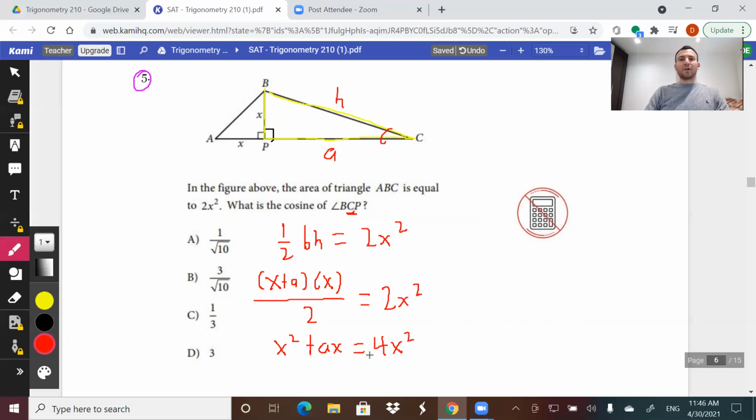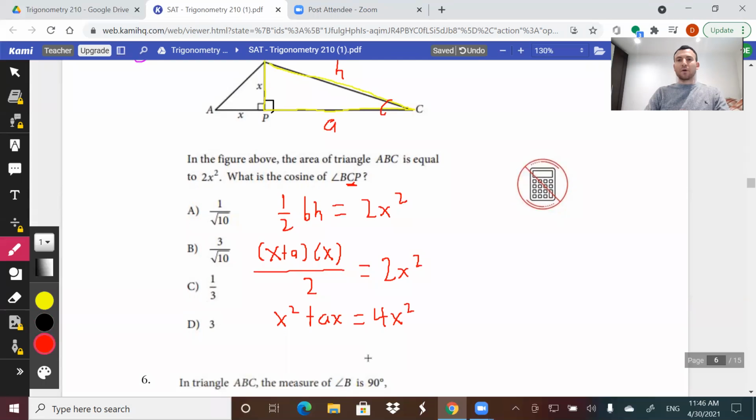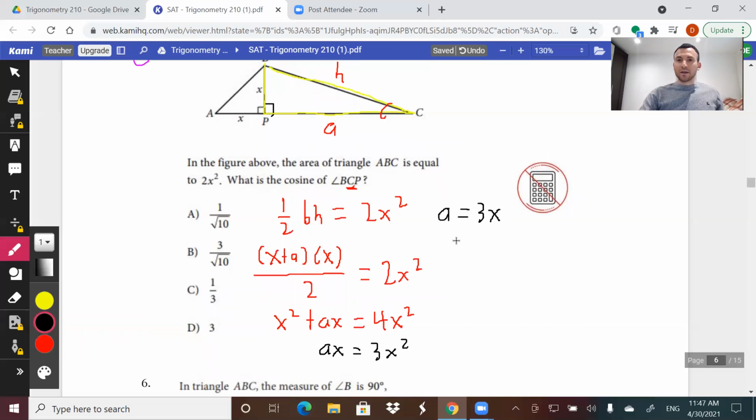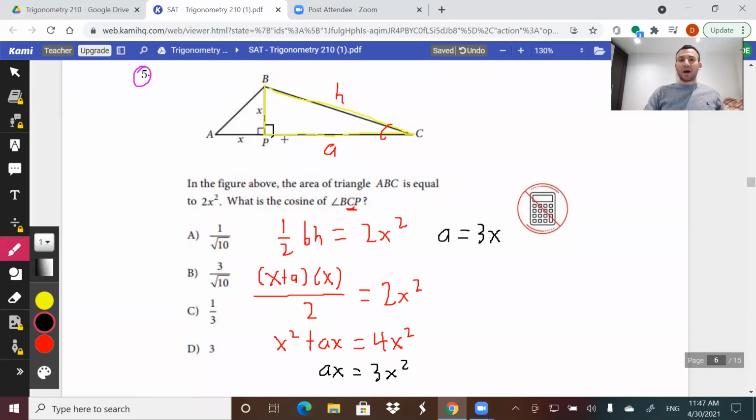Again, I know it may feel uncomfortable at this point, but you just kind of have to trust what you're doing. So what you'll do from here is you'll subtract x squared. So if you subtract x squared, you're going to get ax equals 3x squared. You can divide out an x. So what do you get here? You end up with a equals 3x. And you may be saying, well, what good is that to me? Well, actually, it's very helpful, because trig isn't about always knowing exactly what the length of the side is. It's just about understanding the proportions. So we know that a equals 3x.